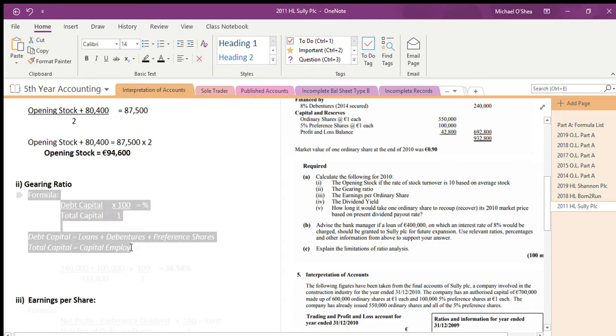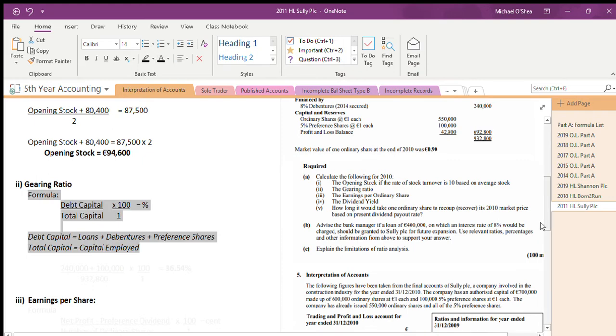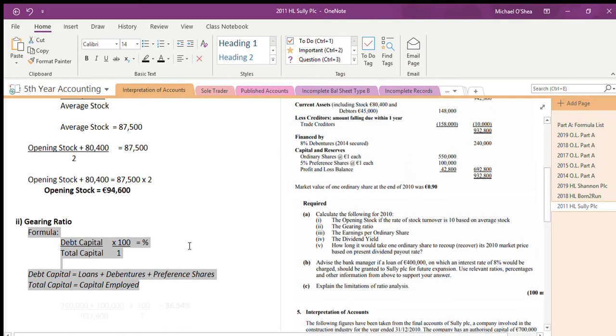So my debt capital, we'll be looking at the finance by here. My debt capital is my long-term capital here, that I definitely owe back. It's my loans, debentures, and preference shares. So loans or debentures are always up here, and this is my preference shares. My total capital is just my capital employed, these balancing bottom two figures.